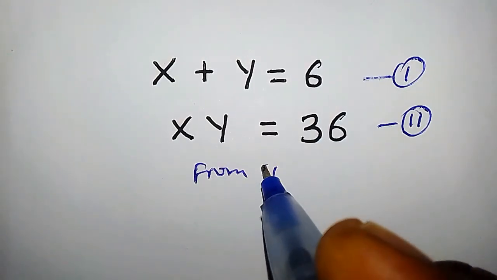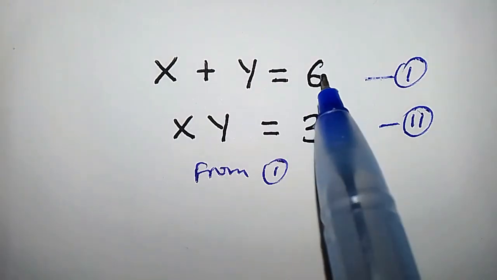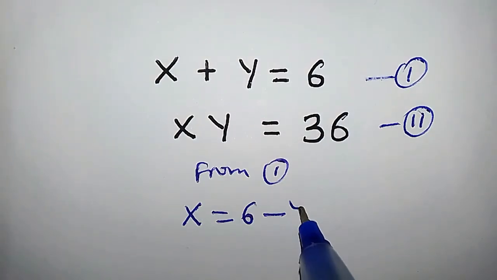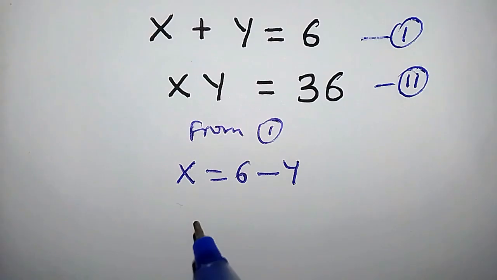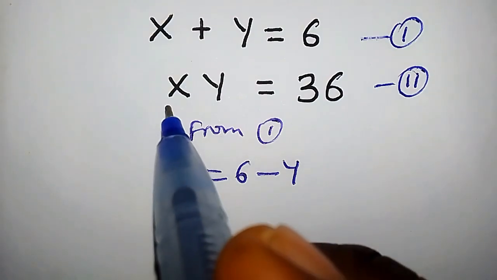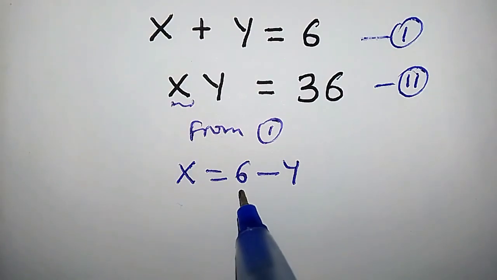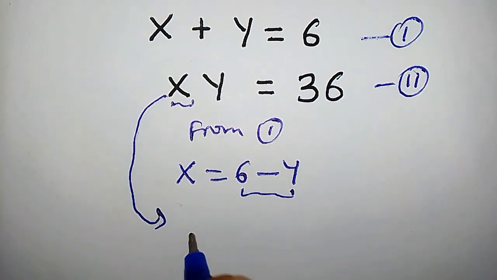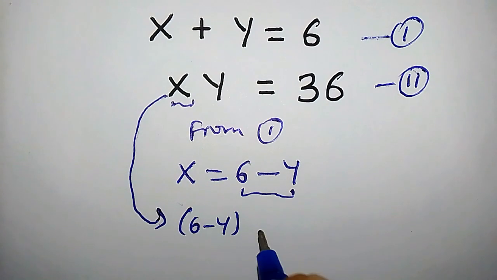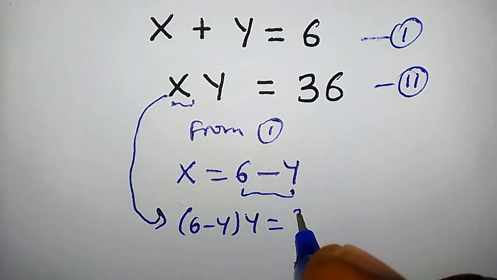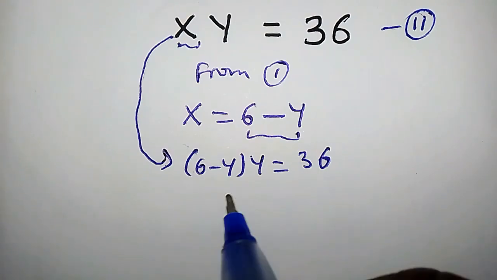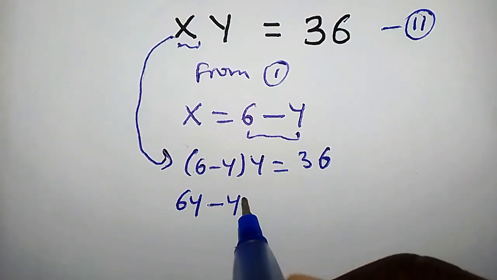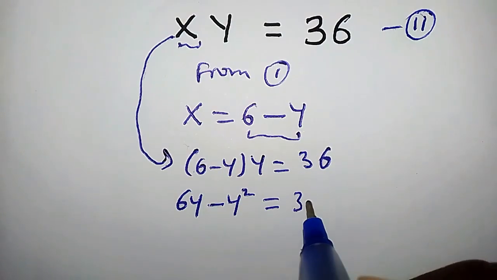From equation 1, if we move y to the right hand side, we're going to have x equal to 6 minus y. The next thing we have to do is to replace this particular x with 6 minus y. That means from this line, we're going to have 6 minus y times y equal to 36. 6 times y, that is 6y, minus y times y, that is minus y squared, equal to 36.